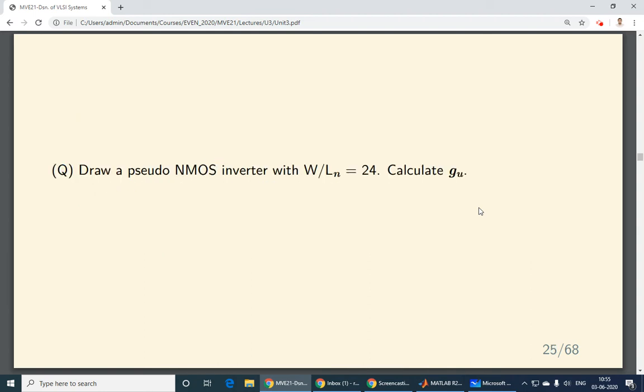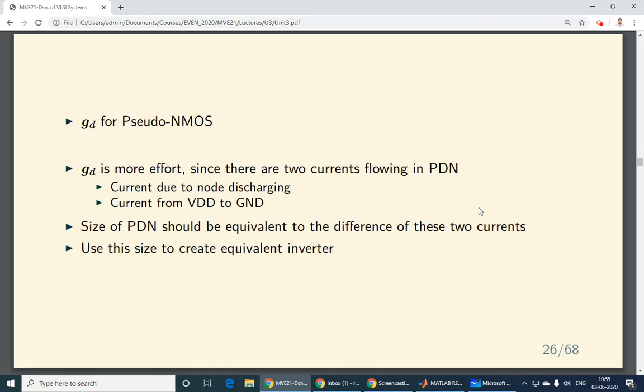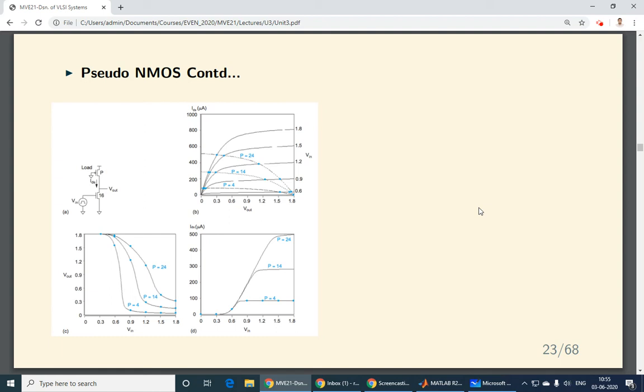So let us not worry about this now. Let's look at sizing. So let's go back to the inverter itself. Let's draw the inverter and try to come up with the sizes for a pseudo NMOS inverter. So we'll draw the inverter. Inverter is relatively simple. Don't give the input to the PMOS also. Input comes only to the NMOS transistor. PMOS is grounded. So this is the output.